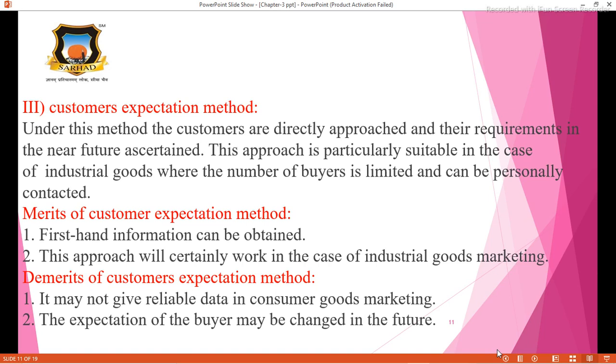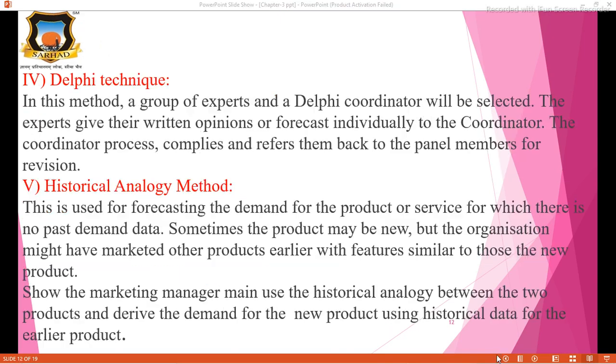So these are some of the merits of the customer expectation method. The first, first-hand information can be obtained. Another is that this approach will certainly work in the case of industrial goods marketing. See the demerits: it may not give reliable data in consumer goods marketing, and another is that the expectation of the buyer may change in the future. These are the demerits.